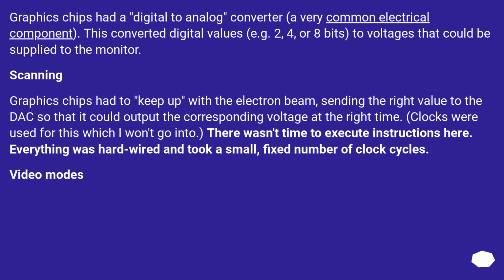Scanning. Graphics chips had to keep up with the electron beam, sending the right value to the DAC so that it could output the corresponding voltage at the right time. Clocks were used for this, which I won't go into. There wasn't time to execute instructions here. Everything was hardwired and took a small, fixed number of clock cycles. Video modes.